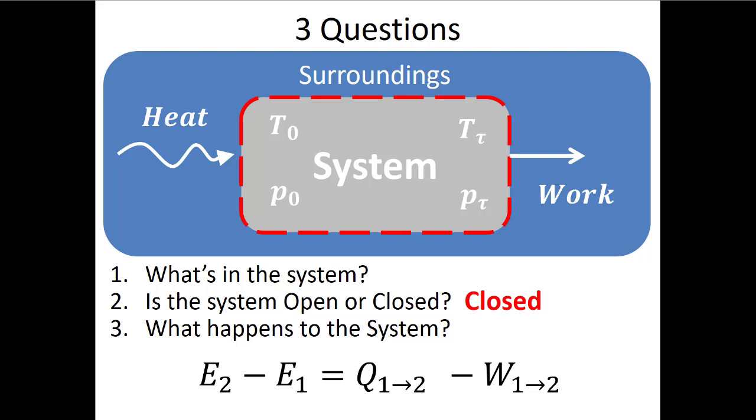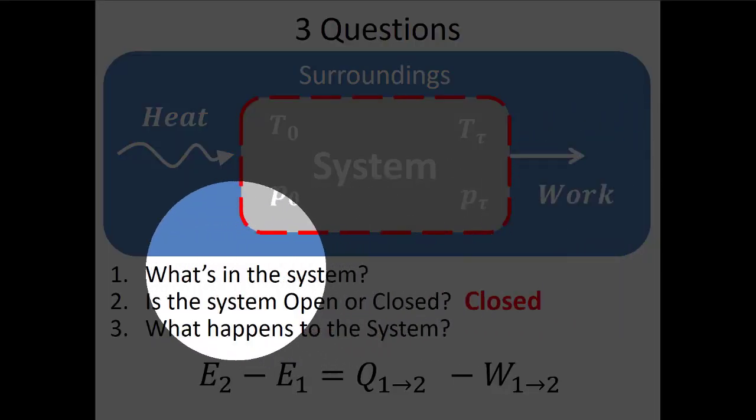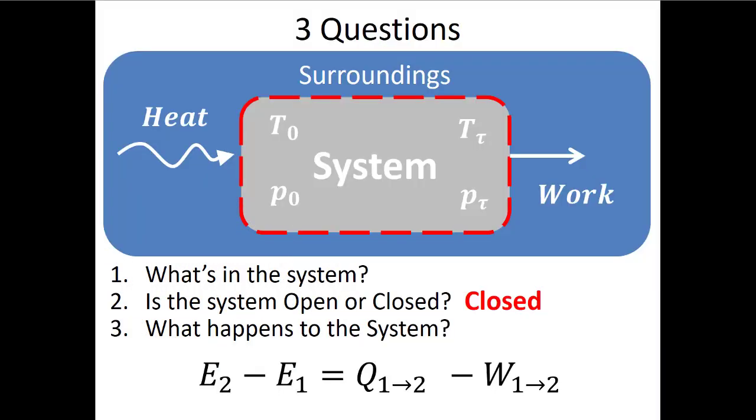We have to ask a question: what's in our system? So far, we've been talking mostly about water, but we'll move to ideal gases in the next class. Then we have to ask ourselves, is our system an open system or a closed system? Exclusively up until this point, we've been talking about closed systems, but we'll move to open systems pretty soon as well.